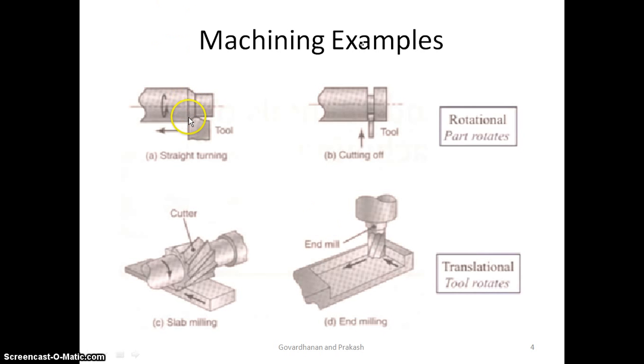Here in straight turning, it is for a cylindrical workpiece. The tool is held stationary against a rotating workpiece, thereby removal of material occurs. This is a parting off or cutting off operation carried out in the lathe. This is slab milling. This is end milling.